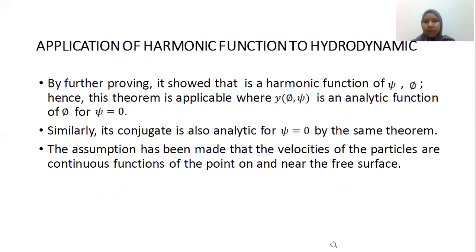By the previous equation, we can do further proving, and it will show that the equation is a harmonic function of gamma and of the variable. Hence, this theorem is applicable where function y is an analytic function for each harmonic function for gamma equals 0. So it is also similar to its conjugate, and we can use the same theorem to prove that its conjugate is also analytic. And then, if both are analytic, the assumption has been made that the velocities of particles are continuous functions on the point on and near the free surface.